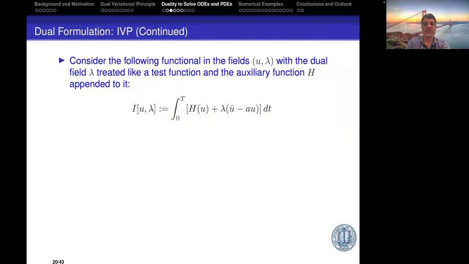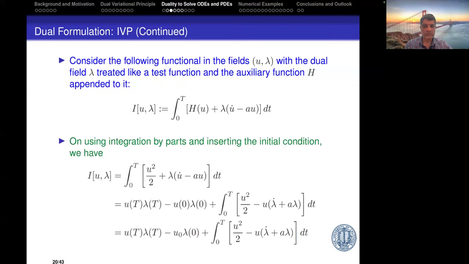So consider the following function in the fields. Now there's two variables, u and lambda, primal and dual, with the dual field treated like a test function and the auxiliary function h appended to it, like what George was saying before, essentially. So I of u, lambda is h of u, the function I pick, half u squared, plus lambda times u dot minus au. So u dot minus au was what I want to solve. So that is the constraint I'm thinking of. Okay, please stop me on this slide and the next one if you have any questions.